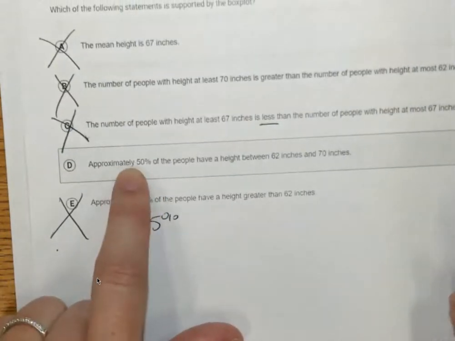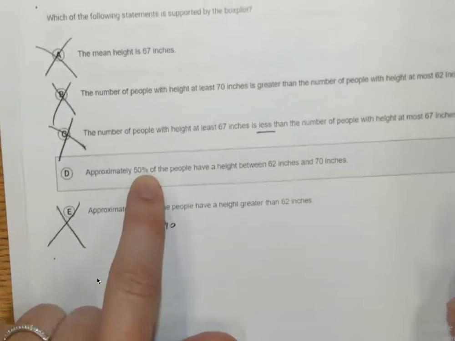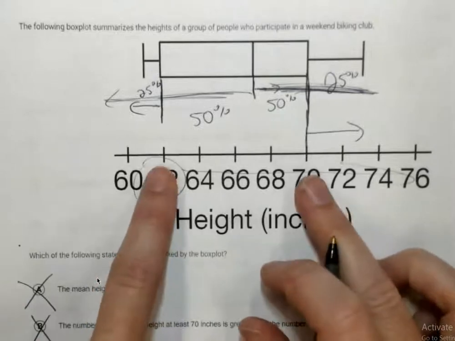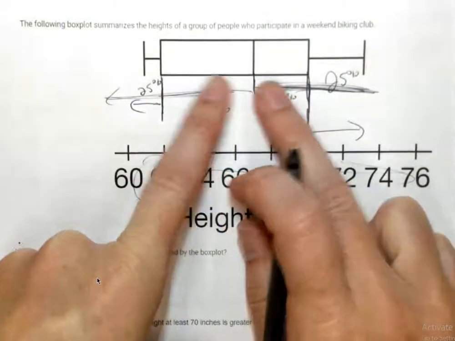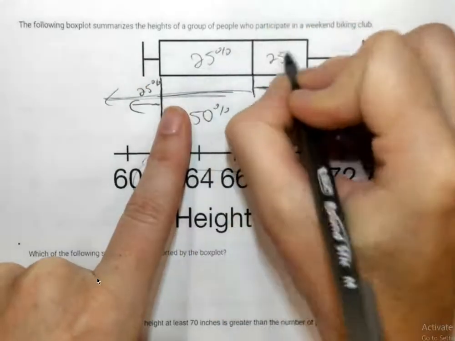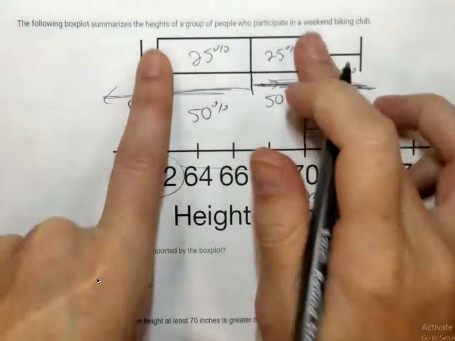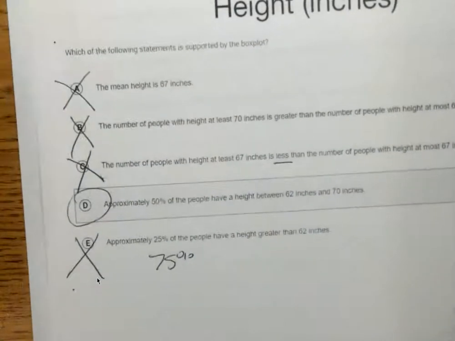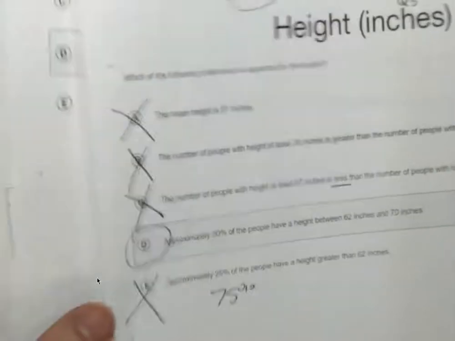And our correct answer, approximately 50% of people have a height between 62 and 70. 62 and 70 are the Q1 and the Q3, and we know that 50% of the data falls there, right? I have 25% here and 25% here. So 50% falls between the Q1 and the Q3. So D is correct. All right, and the last one.